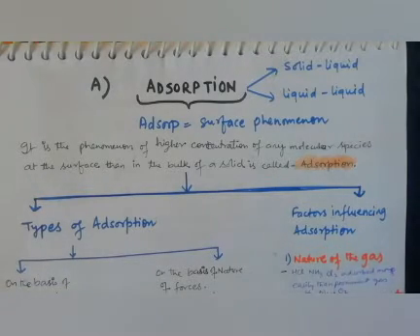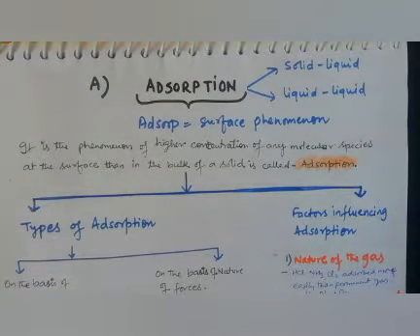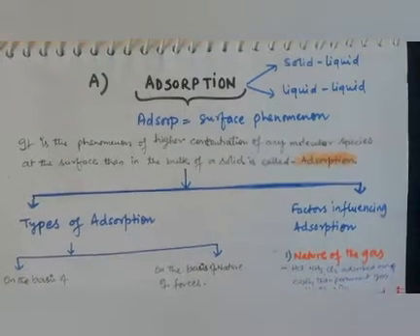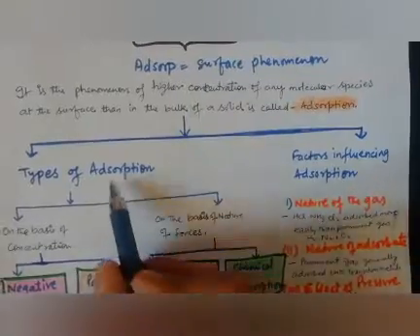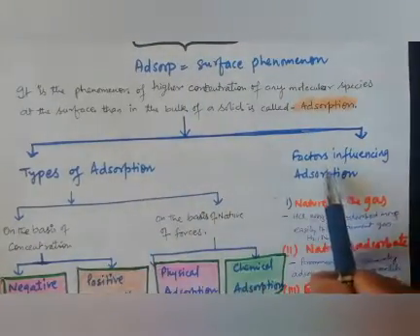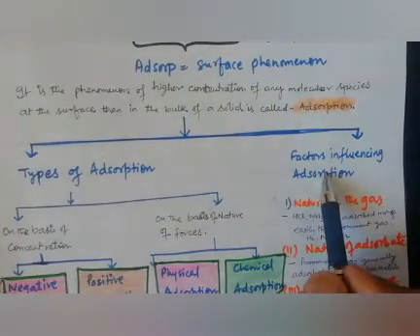It means any phenomenon that happens on a surface, and the chemistry happening on that surface, is called adsorption. And we have to study two things about it. Number one, types of adsorption. Number two, factors influencing adsorption.